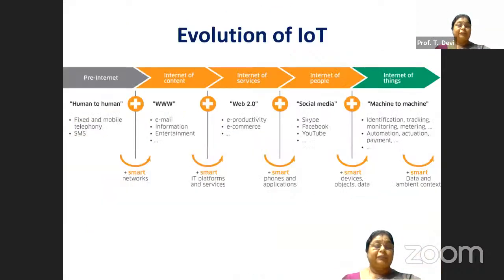How? If you look at the evolution of Internet of Things, before Internet came into existence, how did we communicate with each other? Through SMS, fixed and mobile telephone calls. Then came emails, the World Wide Web. Then Web 2.0, where we have e-commerce. Now, if you look at social media, how do we communicate? Using Facebook, YouTube, Twitter, there are n number of social media which connect the people, the Internet of People. Up to this, it is mostly about the people. Now it is moving towards devices, objects, data, machine to machine. So identifying and locating a machine, tracking it, monitoring it, metering it, automating it, and pay as per use, and so on. And data plays a very, very important role.